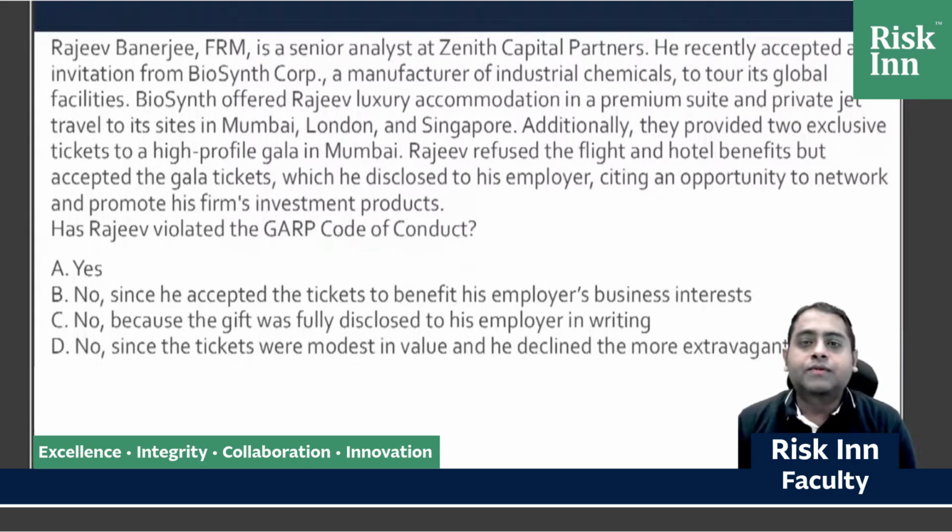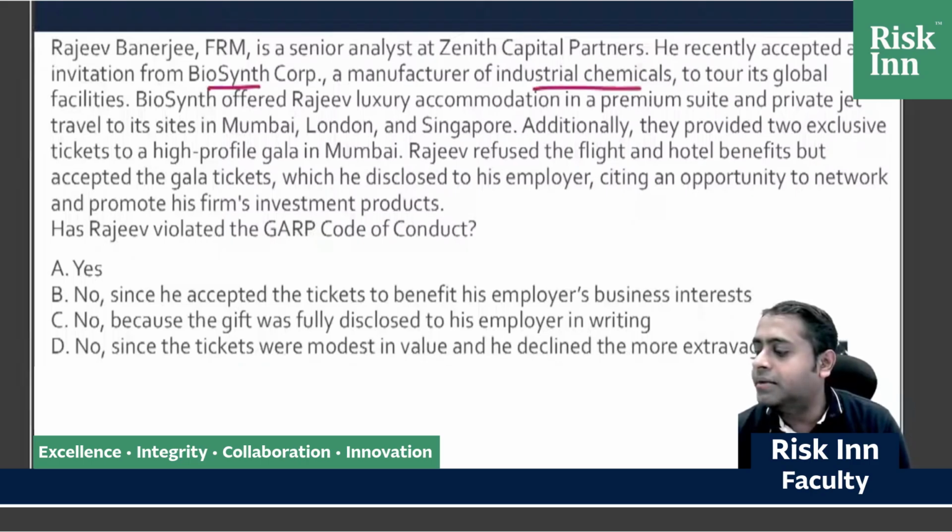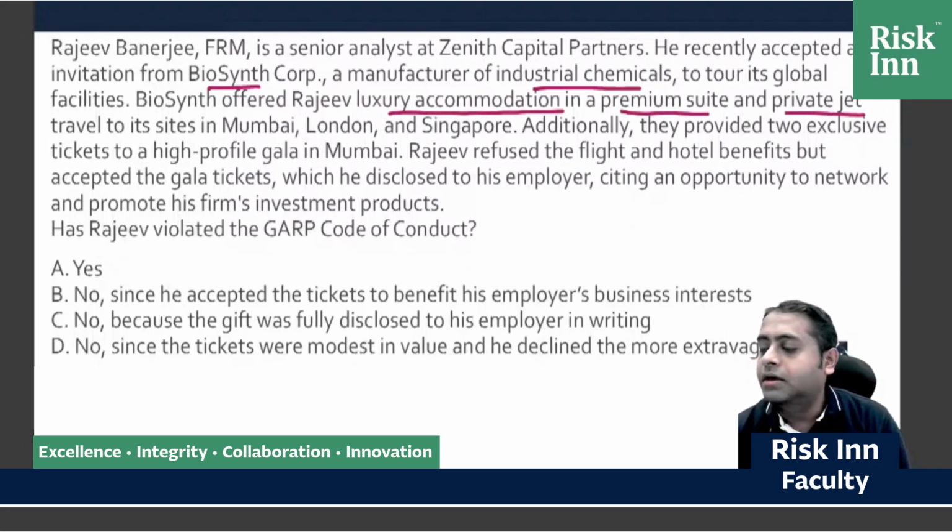Rajiv Banerjee is working for Zenith Capital. He recently accepted an invitation from a company, a manufacturer of industrial chemicals, for a tour of its global facilities. It offered him luxury accommodation in a premium suite and a private jet from London to Mumbai, London, and Singapore. Additionally, it provided two exclusive tickets for a high-profile gala.